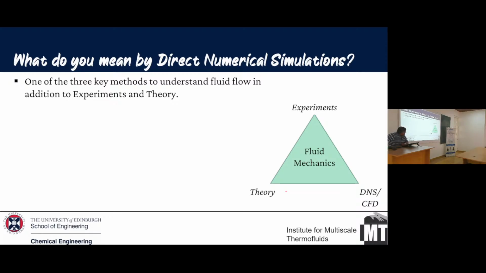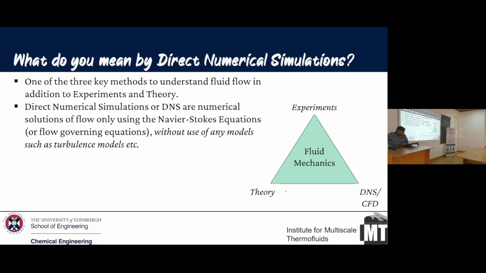So these are the three arms of fluid mechanics, and all of these things together form machine learning. You get data from machine learning and all that. Machine learning is not anything different. We've been doing it for ages, but now it has a new name. DNS are numerical solutions of flow using only the Navier-Stokes equations or governing equations in general, without the use of any approximations or any models. One of the key models are turbulence models.